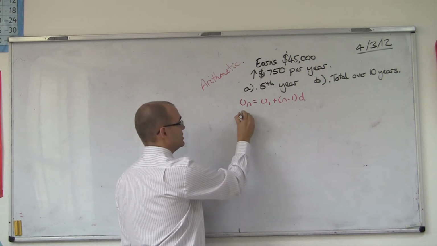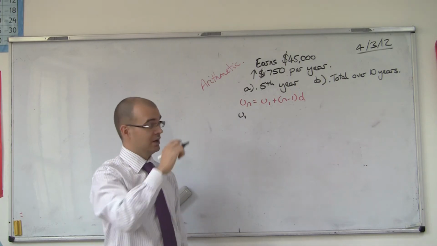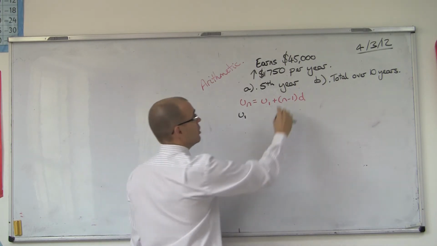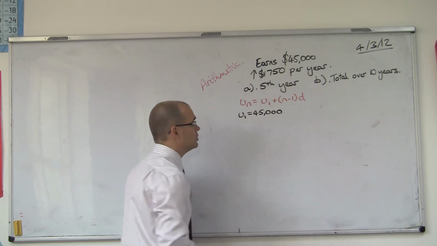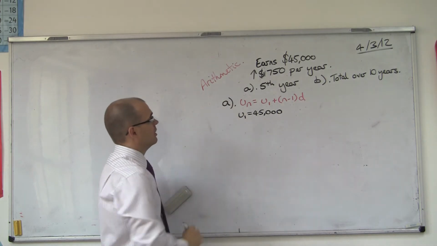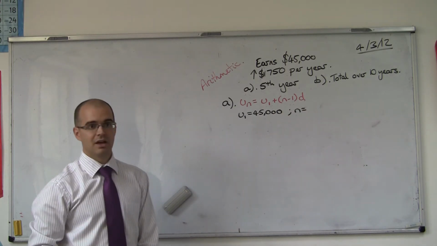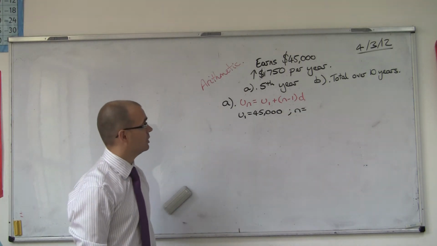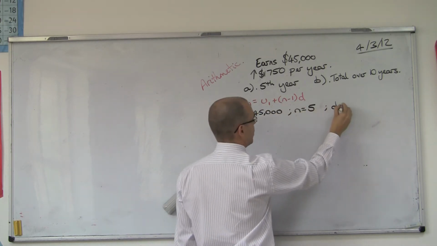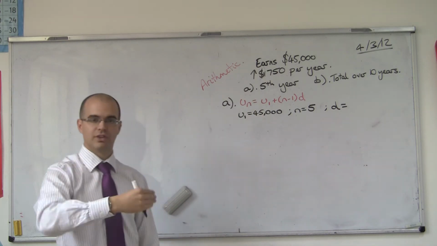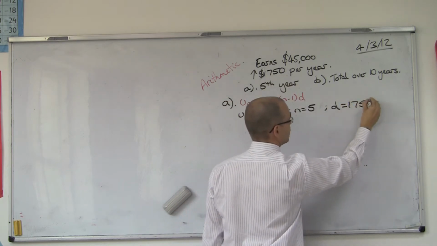First of all, what is u1? It's the first term, okay? It's the starting point. So in this question, our starting point is what her salary was to begin with. So 45,000. We also need to know what is n. So n is going to be the number of term that we want. So we're asked for the 5th term. So n is 5. And we also need to know what is d. d is going to be that constant difference. What are we adding by each time? So in this case, it's the increase, the 1,750.